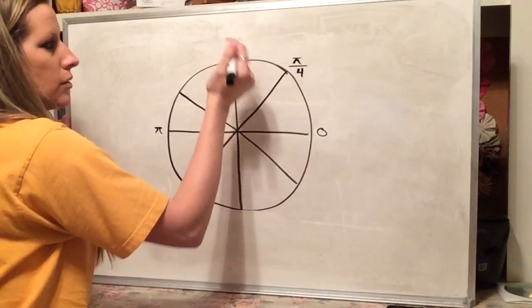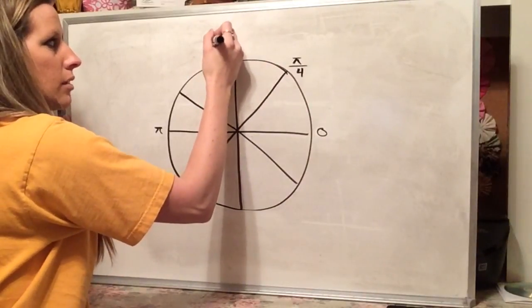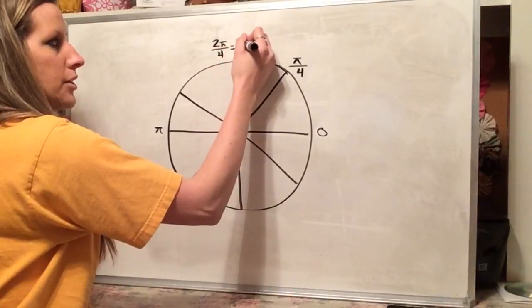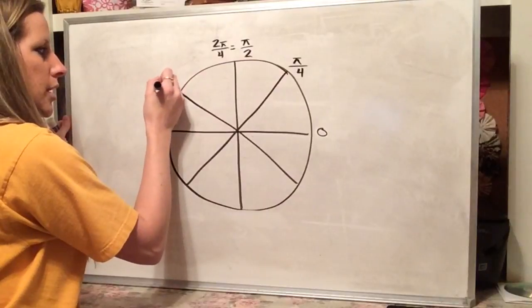The next one, this is 1 over 4, 2 over 4, which will reduce to pi over 2. The next one is going to be 3 over 4.